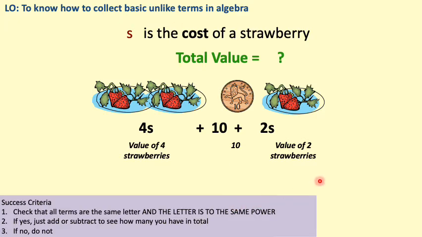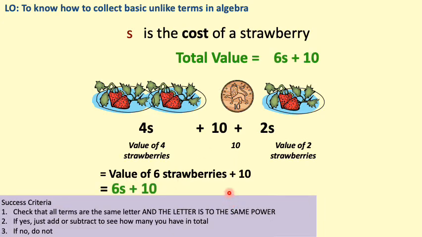So now we'll have a look on this page. So s is the cost of a strawberry. What is the total value? So you can see that we have 2 strawberries here and another 2. So we've got the value of 4 strawberries, whatever that is. So we'll say it's 4 times the price of a strawberry. We've then got 2 at the end as well, 2 strawberries, and just a 10 pence. So we can collect our strawberries. So we've got the value of 6 strawberries. So 4s plus 2s gives us 6s. And then we're adding the 10p that we have at the end. So now we'll try doing some without the pictures and see how we go.